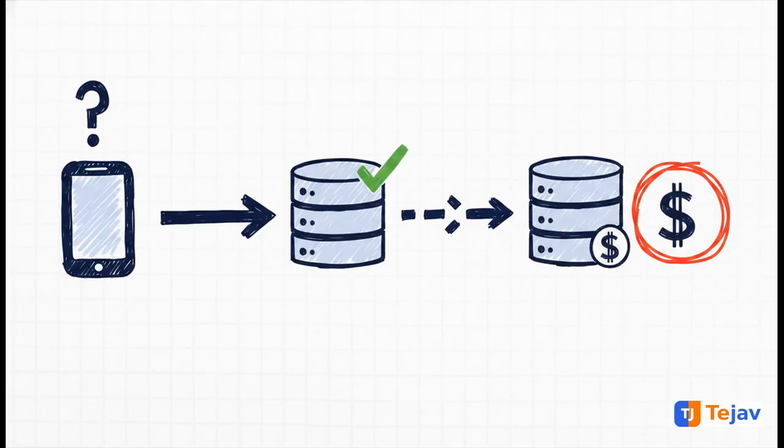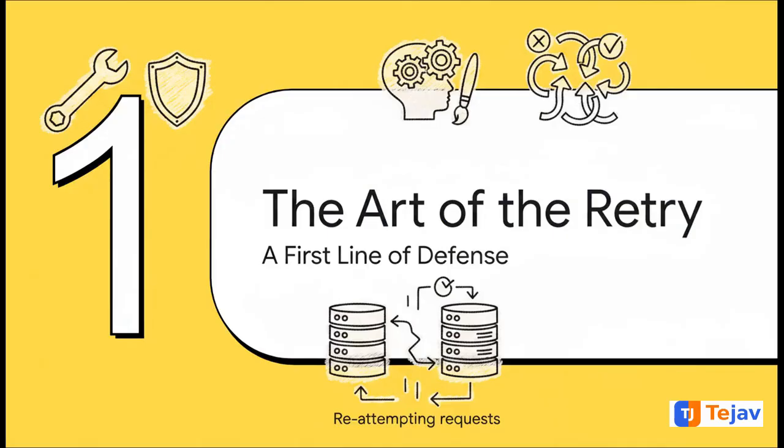See, the thing is, that first request actually worked on the server. It was just the response that got lost on its way back. So when the client retries, it creates a second, totally separate transaction. For payments, e-commerce, pretty much any system where an action should only happen once, this is a critical, show-stopping failure. So how do we even begin to solve this?